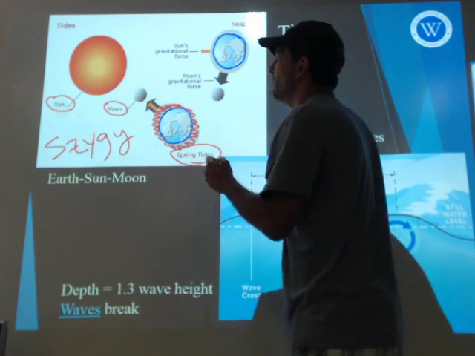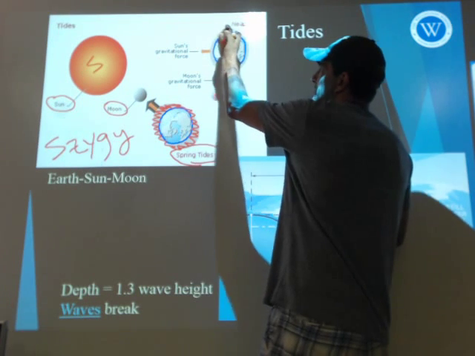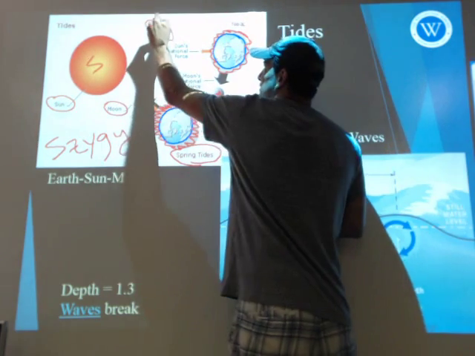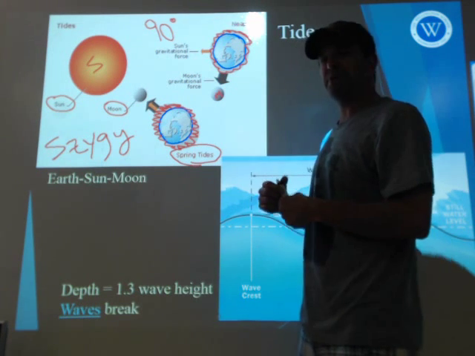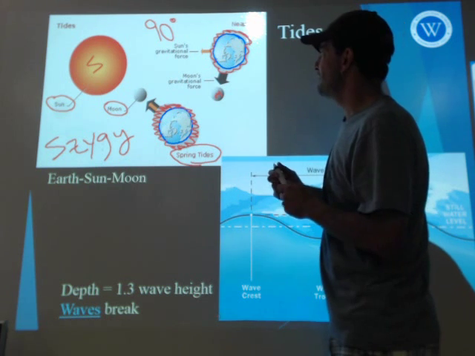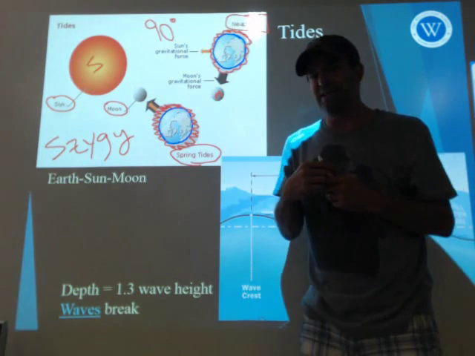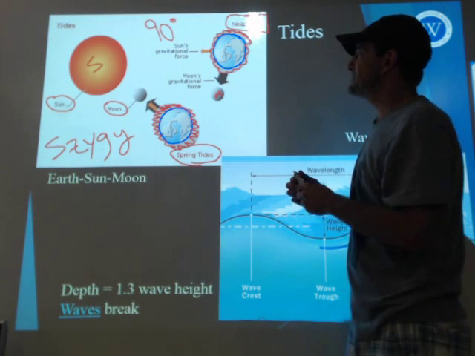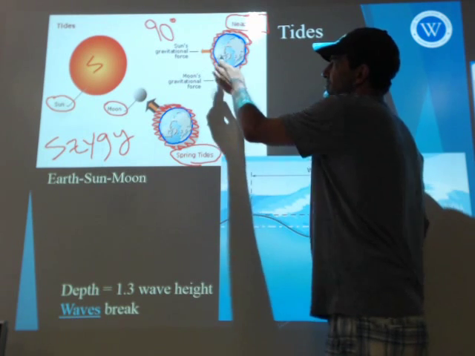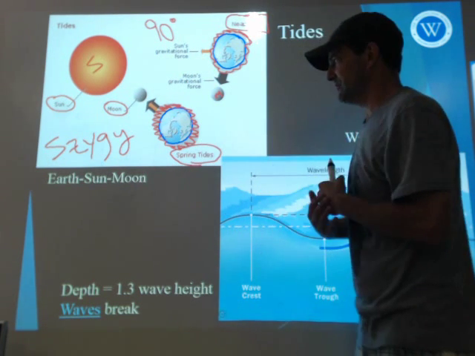When the sun here, and the moon here, and the Earth here are at a 90-degree angle to one another, those are our minimal tides. The water is even more evenly distributed around the Earth. Those are called neap tides, N-E-A-P. Our neap tides are times when the sun and the moon are at 90 degrees, and those are our minimal tides. So the high tides aren't very high, and the low tides aren't very low.